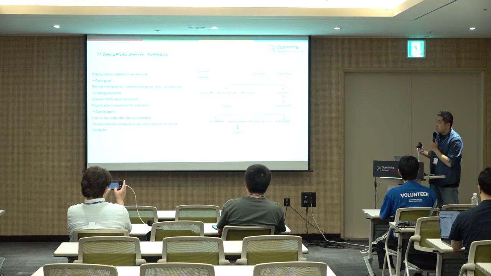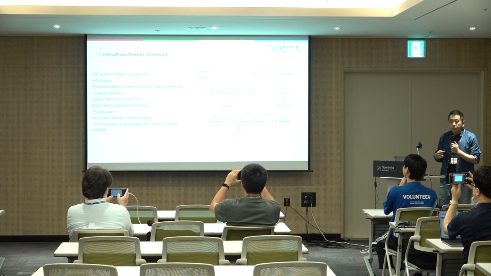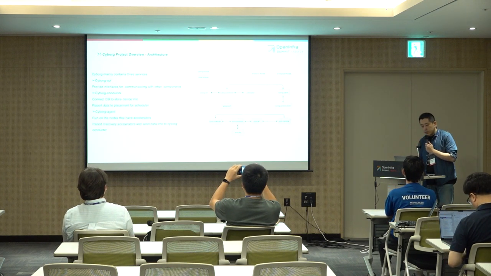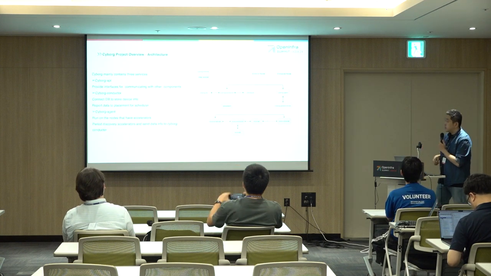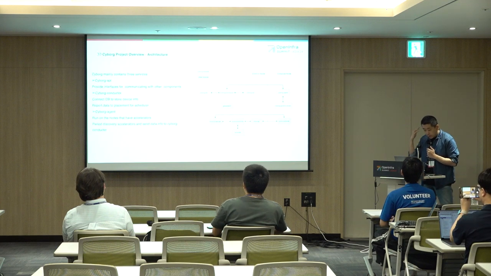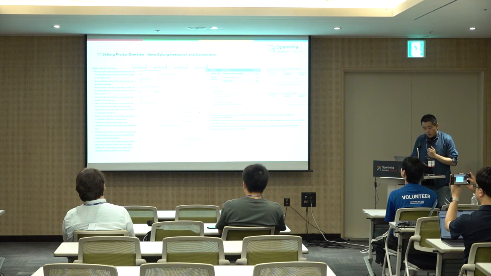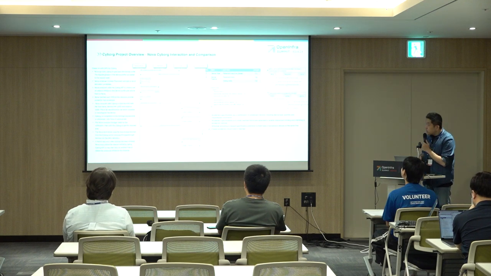We will mostly interact with the Cyborg API. The Cyborg agent is the one that, on the compute node, actually talks to the accelerator device. And placement serves as a middleman between Nova and Cyborg. This is a more detailed interaction, and I won't go into too much detail.